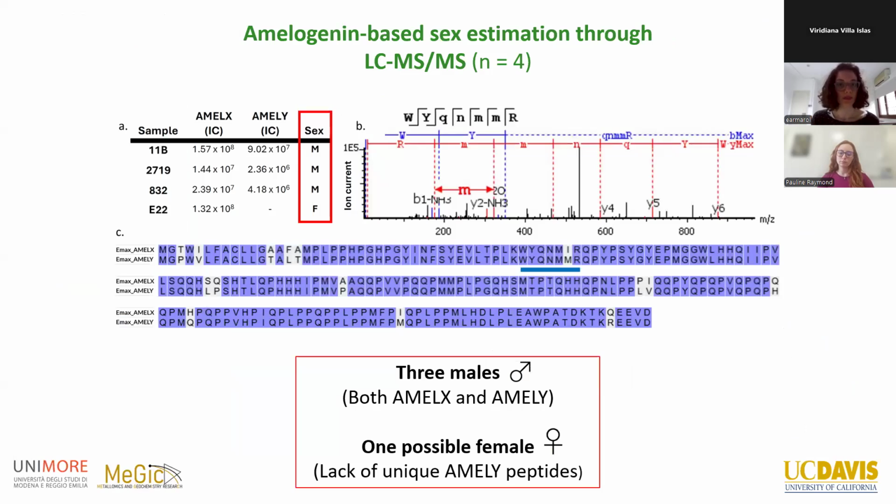Starting with amelogenin analysis, amelogenin was extracted through a routine method in a clean room, making use of StageTips, and then it was measured by tandem mass spectrometry. Overall, we found 3 males in our data set, and one possible female. This individual was labeled possible female because of the lack of unique amelogenin peptides.